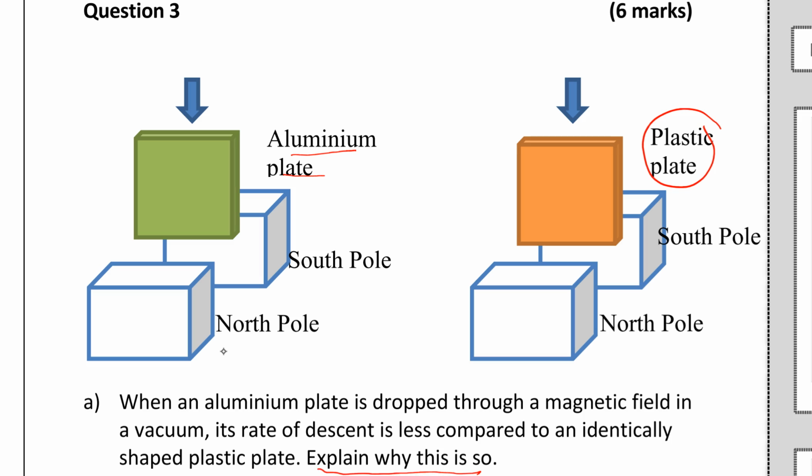Okay, looking at the first diagram with the aluminum plate, the plate is dropped through a magnetic field. The magnetic field acts from the north to the south pole. This is the direction of the magnetic field, labeled with a green arrow, and the blue arrow shows the movement of the plate. So as the aluminum plate falls within the magnetic field, a change in magnetic field occurs. Point number one, take note: as the aluminum plate drops, there's a change in magnetic field.